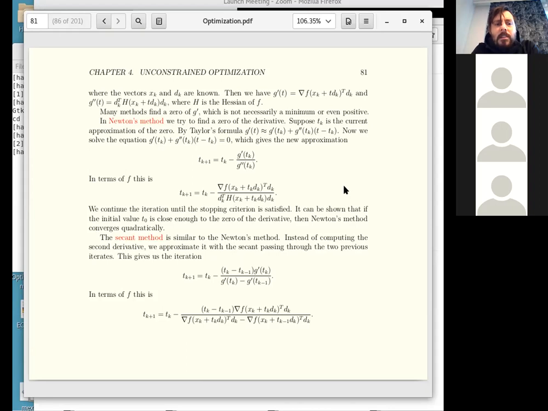It can be shown that this converges very quickly to the zero of the derivative. But this has the downside that, of course, calculating the Hessian can be computationally heavy.